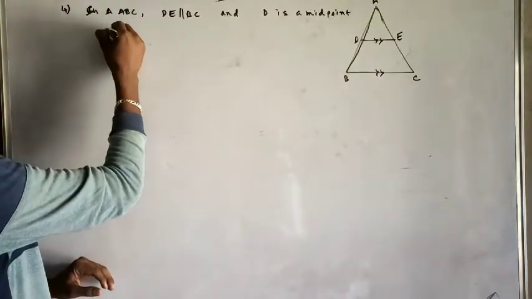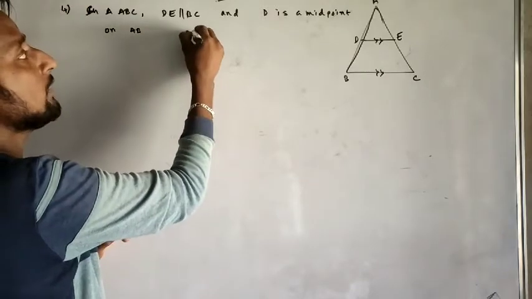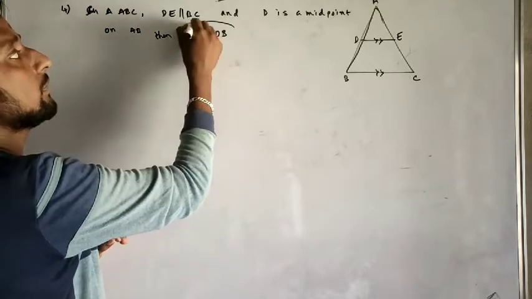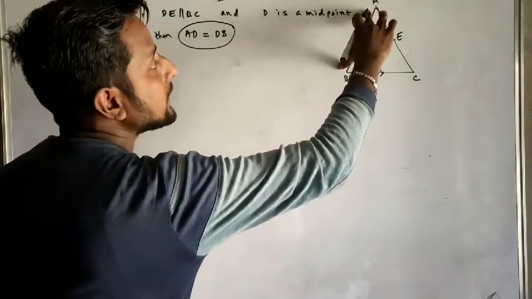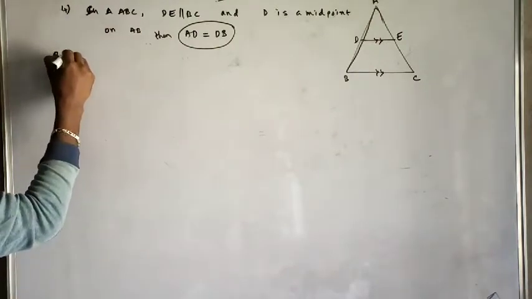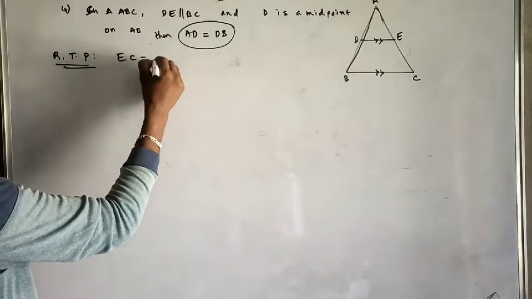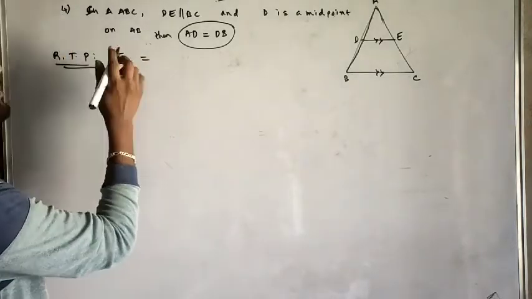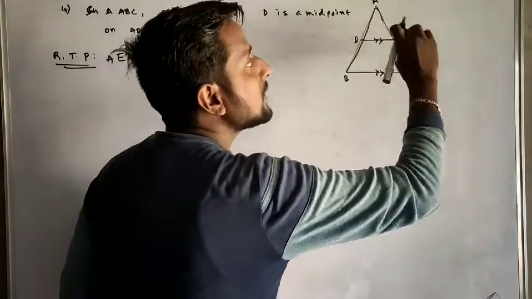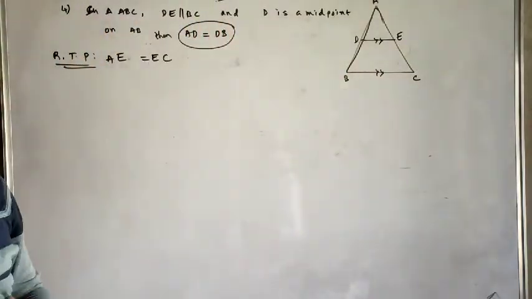D is a midpoint on AB. So what will we write from that? If that is the midpoint, definitely we'll write AD is equal to DB, because the point divides the entire side into two equal parts. Next, required to prove: we have to show AE is equal to EC. That means the parallel line has divided AC also into two equal parts, that means we have to show E is also a midpoint.